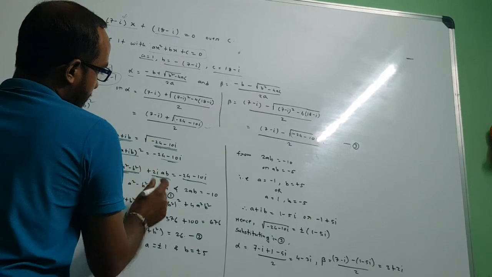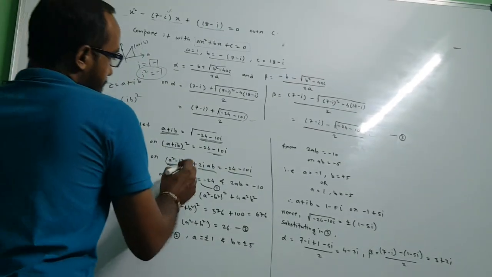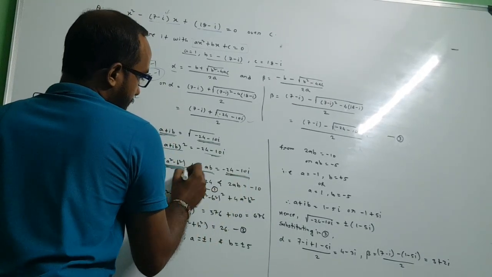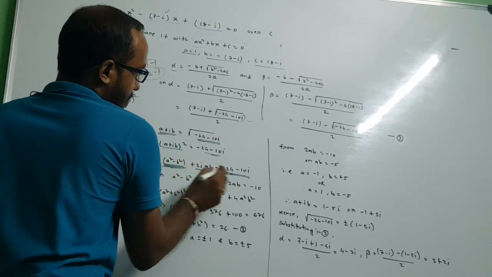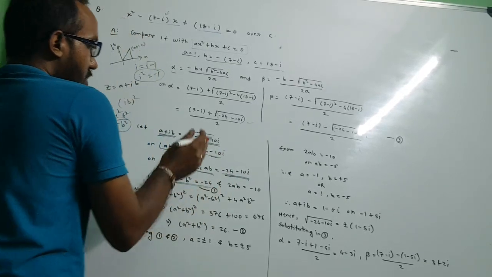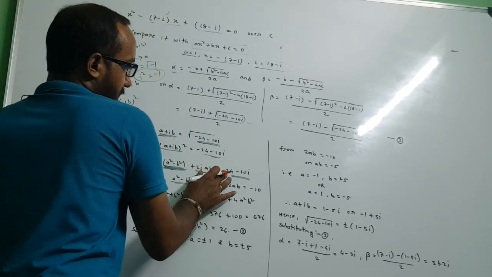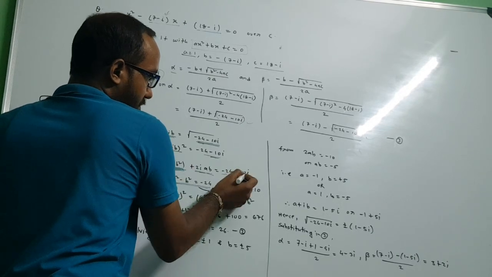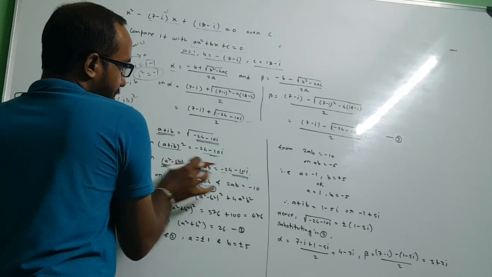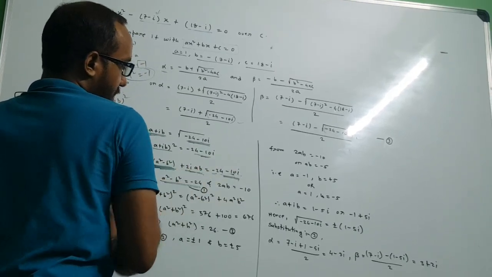Now compare both sides. Here the real part is a square minus b square. Here the real part is minus 24. So a square minus b square should be minus 24 in order to satisfy this identity, and 2ab should be minus 10, because i is on both sides. This is the real part, and this is the complex part. So equate the real part on both hand sides and the complex part on both hand sides.